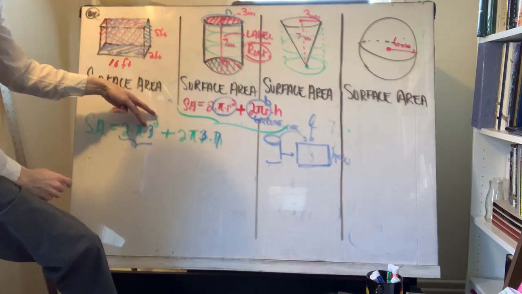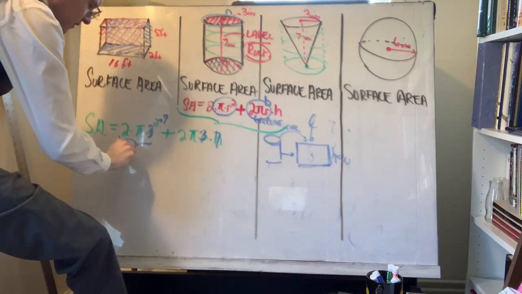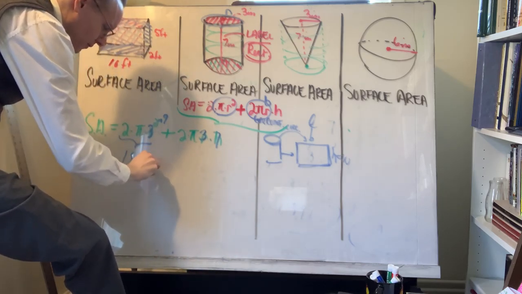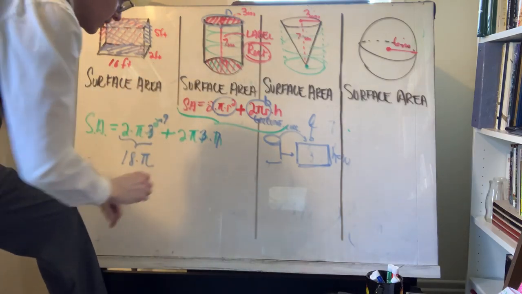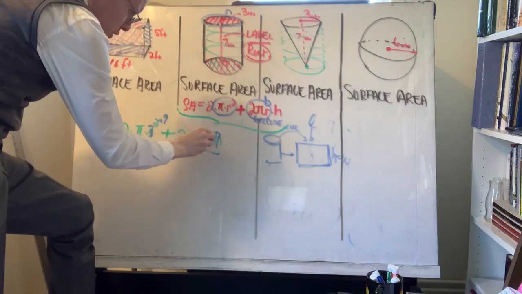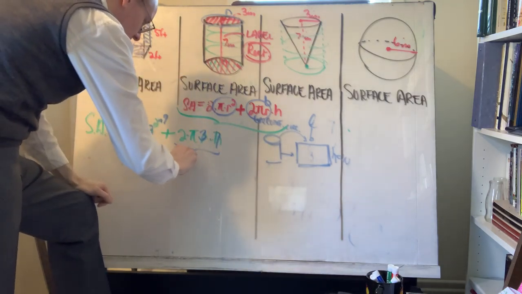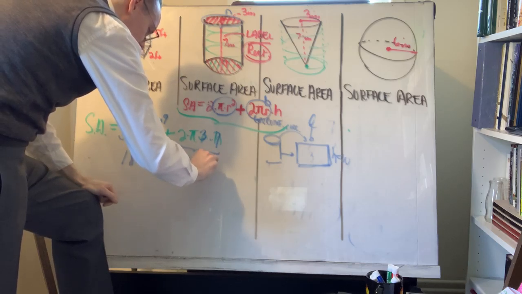You square first, you get 9. 9 times 2 is 18 with a pi attached to it, right? If you straighten this up, you could do it in any order because it's just multiplication. 2 times 3 is 6, 6 times 7 is 42. This would be 42 with a pi attached to it.